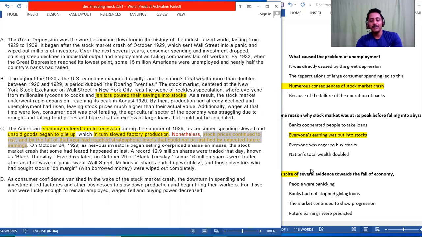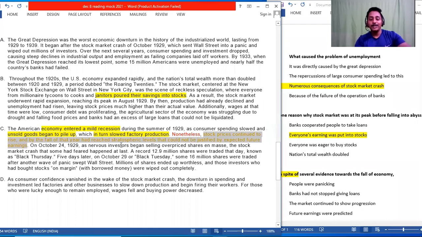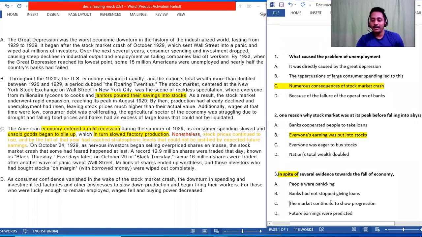People were not panicking. In spite of several evidence towards the fall of the economy, in spite means even though there is a mild recession, people were still buying. Perfect. Rum is wrong. Alex, Lynch, perfect. Kanchan, Charu correct. This is the answer now. Rohit perfect. The stock prices continue to rise. The market continues to show progression.